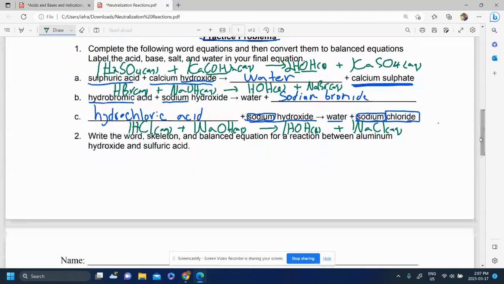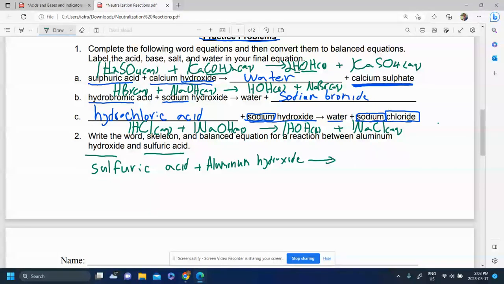Let's do example number 2. Write a word, skeleton, and balanced equation for the reaction between aluminum hydroxide and sulfuric acid. So we know that this is going to be a neutralization reaction because we have a base reacting with an acid. So sulfuric acid plus aluminum hydroxide will react in a neutralization reaction to produce.